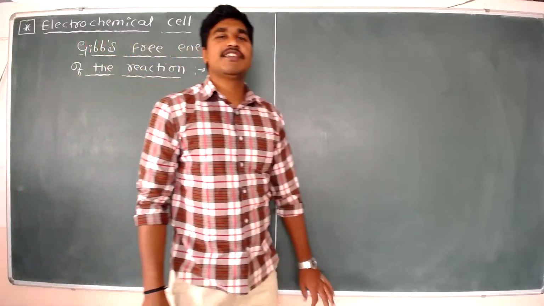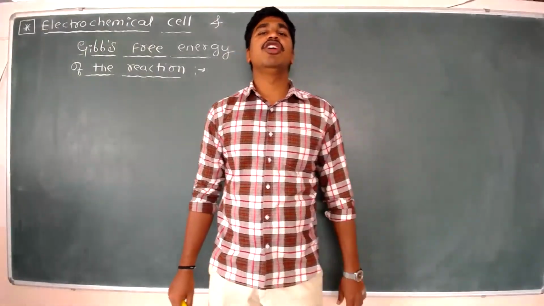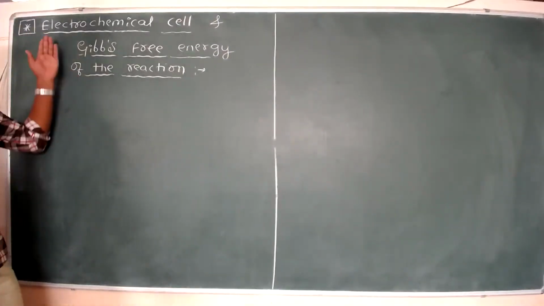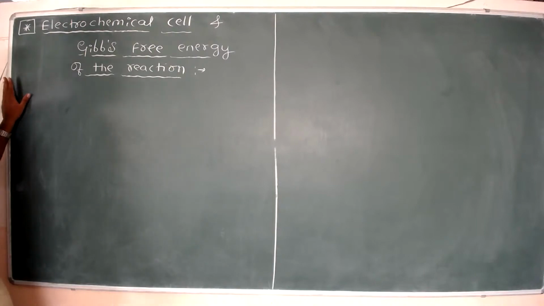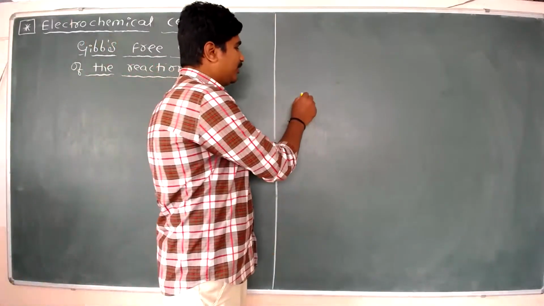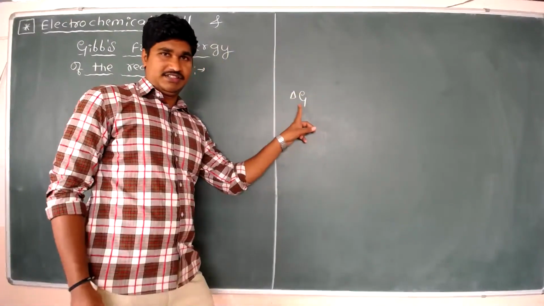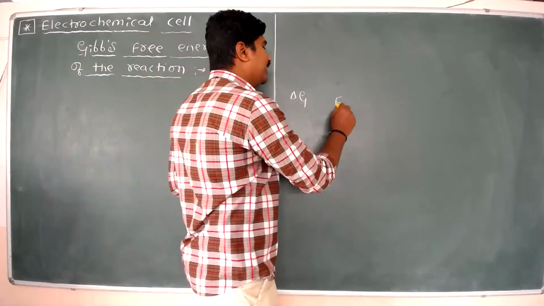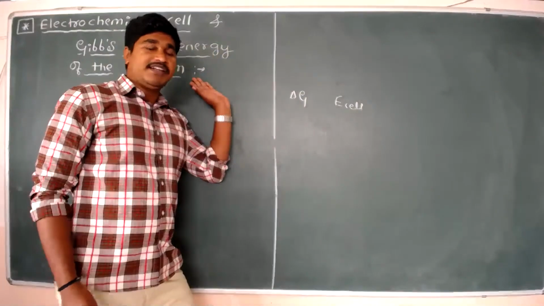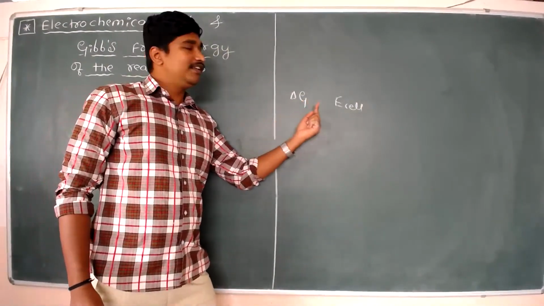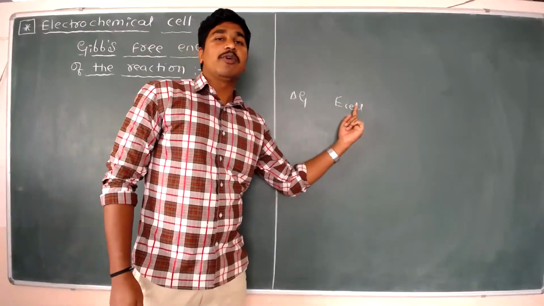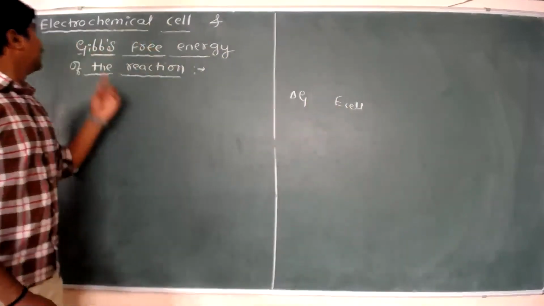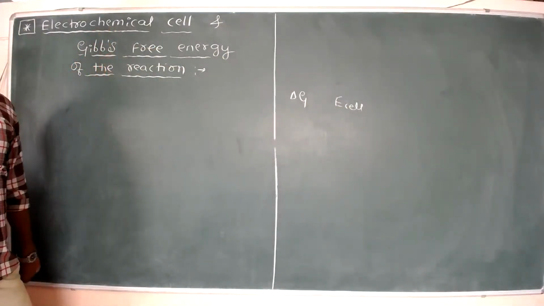In the last class, we discussed the Nernst equation and solved a few numericals on that. The Nernst equation and the numericals are over. The next concept today is electrochemical cell and Gibbs free energy of the reaction. It is the relation between Gibbs free energy, that is delta G, the change in Gibbs energy, and the E cell of the reaction, that is the electrode potential of the reaction.